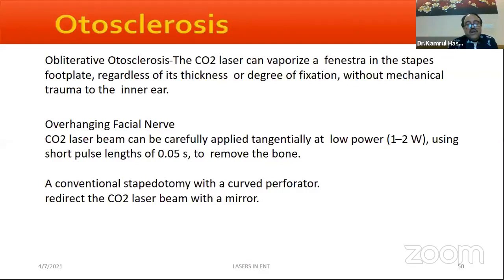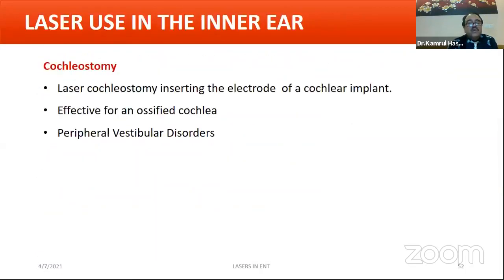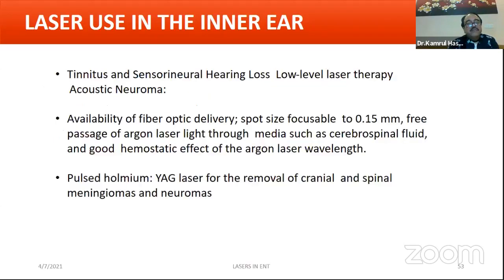Conventional stapedotomy and curved perforator redirect the carbon dioxide laser beam. Now people are using CO2 laser in stapedotomy operation. And cochleostomy, laser cochleostomy, inserting the electrode of cochlear implant, is effective on ossified cochlea, especially where there is ossification. Then laser is a good instrument.